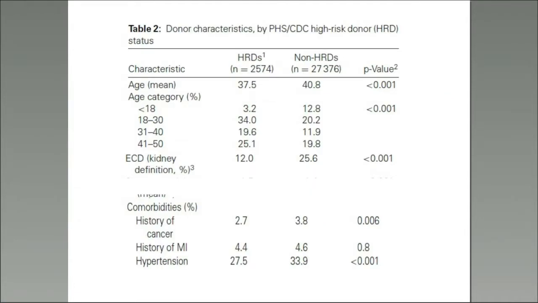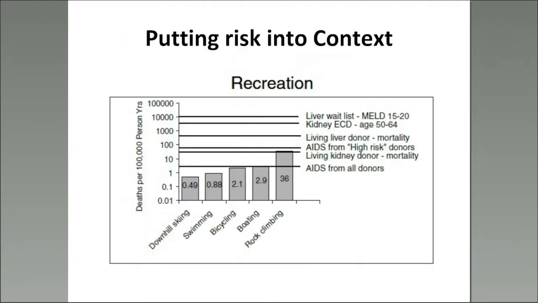The other thing to look at is, well, how good are these organs? Generally, if we look at data published by Rich Freeman on the quality of high-risk donors' organs versus non-high-risk donor organs, the high-risk donor organs are actually of better quality, because they tend to be younger people, especially the IV drug users. You can see that they're more likely to be between ages 18 and 30, and less likely to be ECD kidneys. So they're good quality organs for the most part.